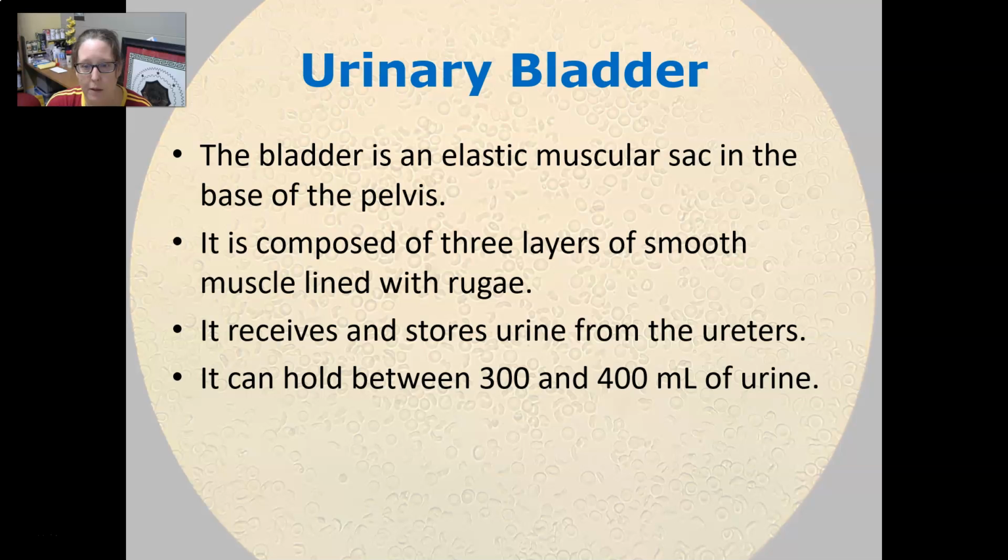So the rugae allow the bladder to fill up and then become smaller, and that's also where the smooth muscle helps it distend and then come back down to a normal size. The bladder receives and stores urine from the ureters. It can hold between 300 and 400 milliliters of urine.